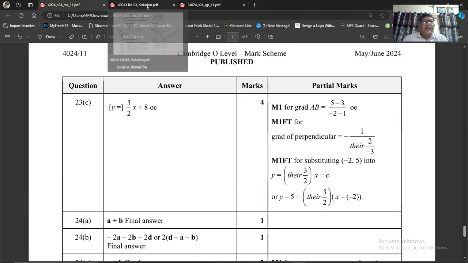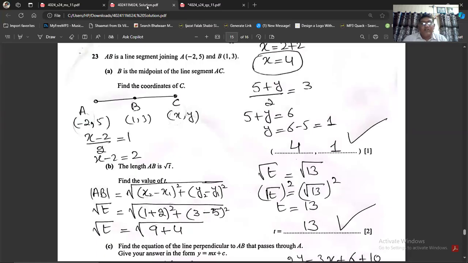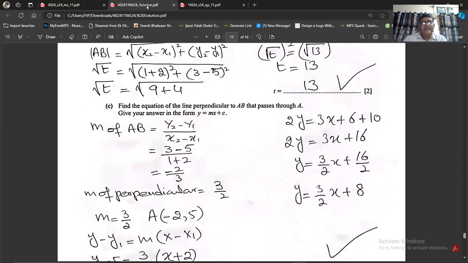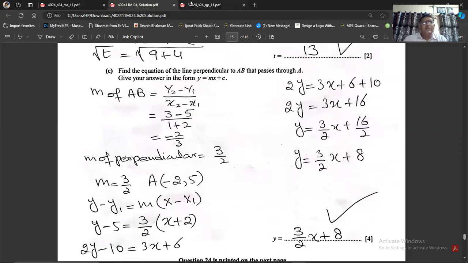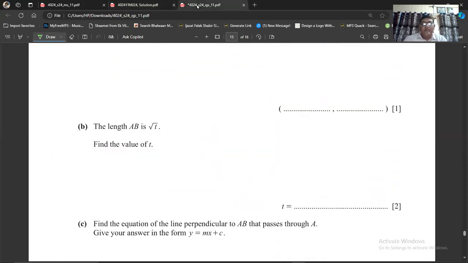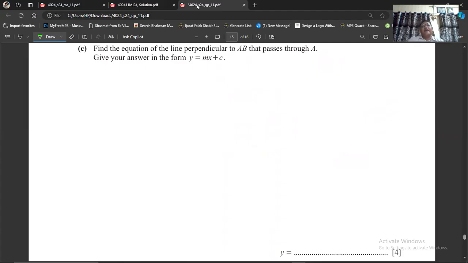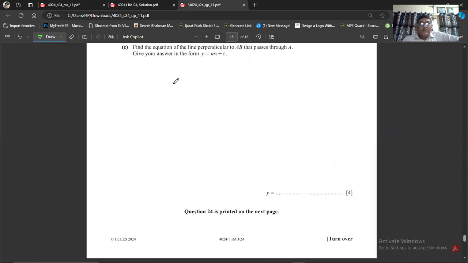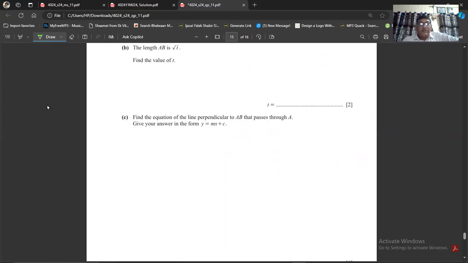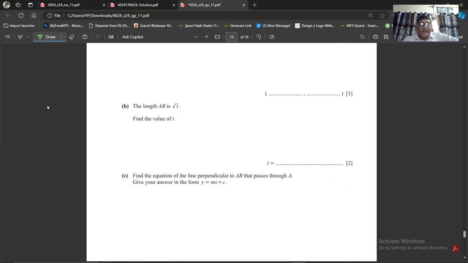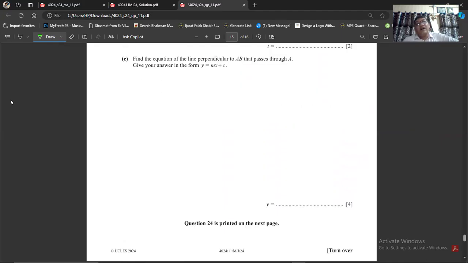Okay, so then we have question number 23, and it's the C part. He says, find the equation of the line perpendicular to AB that passes through A. Give your answer in the form y is equal to mx plus c. It's a 4 marks question. So basically, they are asking me to find the equation of the perpendicular to the AB that passes through the A.